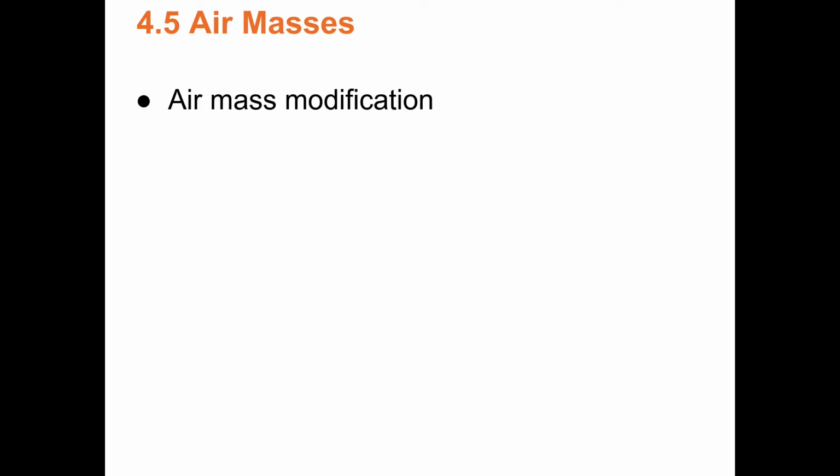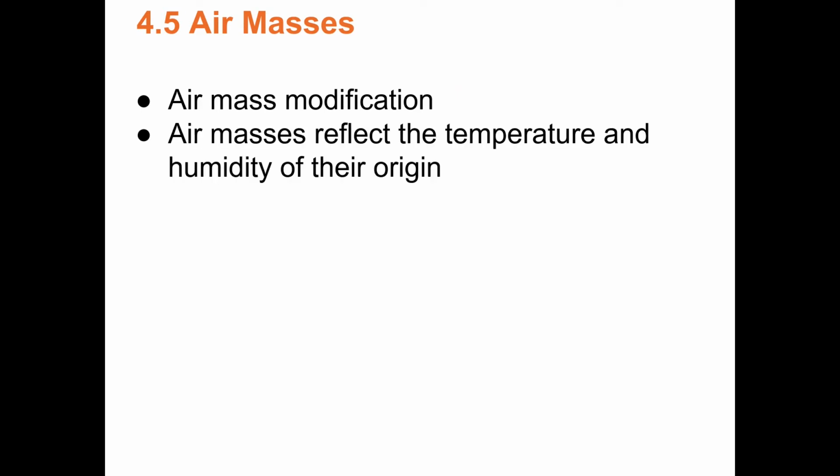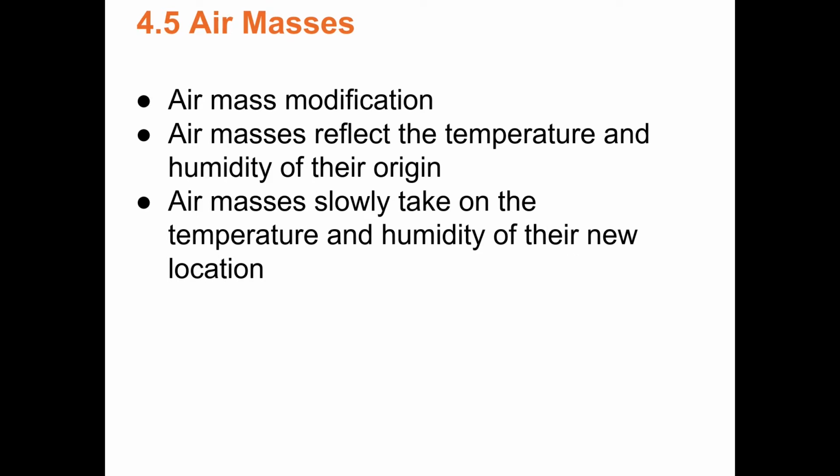As those air masses move along, they reflect the temperature and humidity of the place they came from. If they come off the ocean, they're going to be moist. If they come off a tropical ocean, they're going to be warm and moist. As they move inland, they're going to dry out. So they slowly take on the temperature and humidity of their new location. If they move inland, they're going to get drier. If they move towards the poles, they're going to get colder. If they move towards the tropics, they're going to get warmer. And that's called the process of air mass modification.